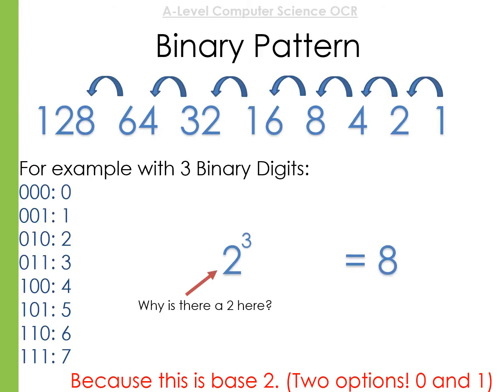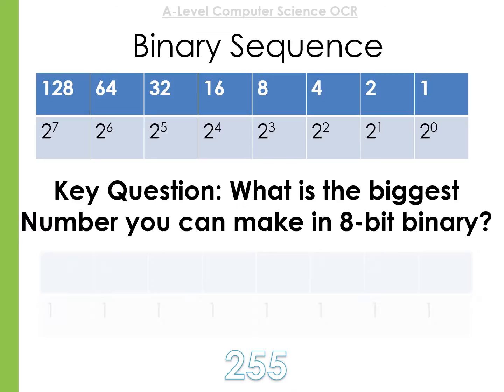Our base is 2. That's because we have two options, a 0 or a 1. The 3 because there are 3 binary digits. So that means with 3 binary digits, we can make 8 different options. However, the biggest number we can make is 7 because we start with 0. So if you want to calculate the biggest number you can make with those binary digits, you do 2 to the power of n minus 1.